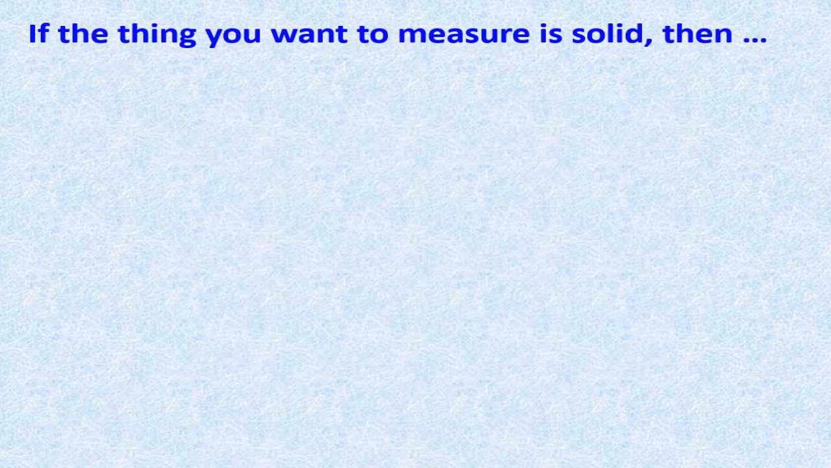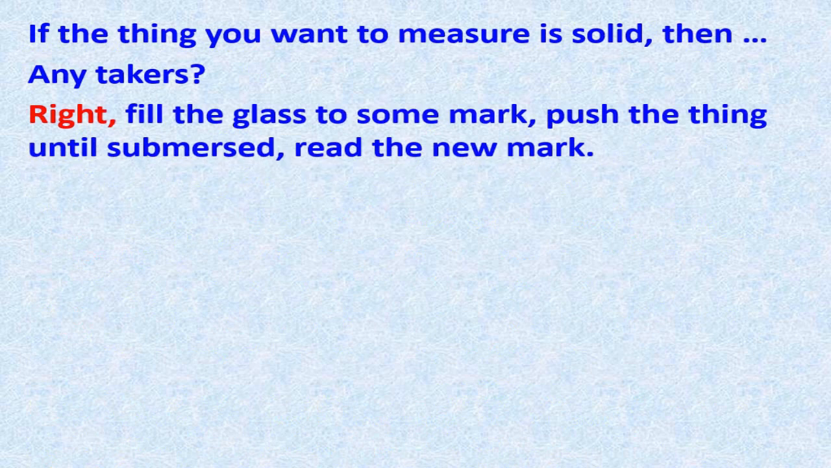It's easy. So, if the thing you want to measure is solid, then, anybody? Yes. Fill the glass to some mark. So, push the thing until submerged. Read a new mark. So, ang ginagawa, we have the water displacement. So, ang ginagawa doon is nilalagay ang tubig sa glass. Tapos, mini-measure ang glass. We know that 1 liter is equivalent to alam natin na 1 cubic decimeter ay is equal to 1 liter. So, 1 dm, 1 dm, 1 dm, that is, ang laman niyan is 1 liter. That is the density of water, 1 cubic decimeter per liter.